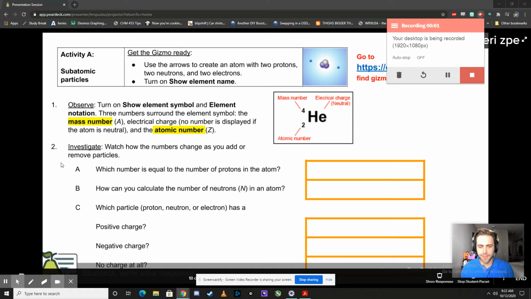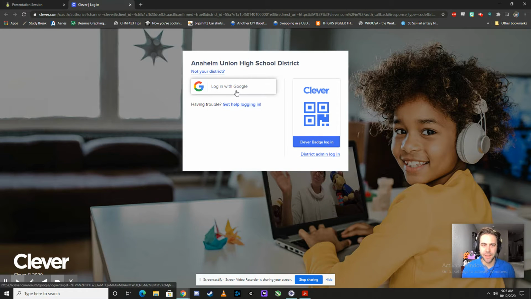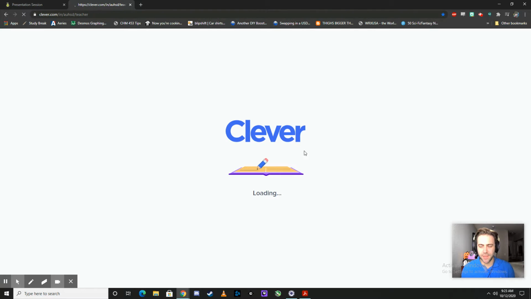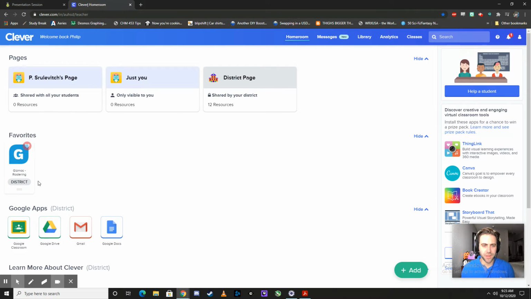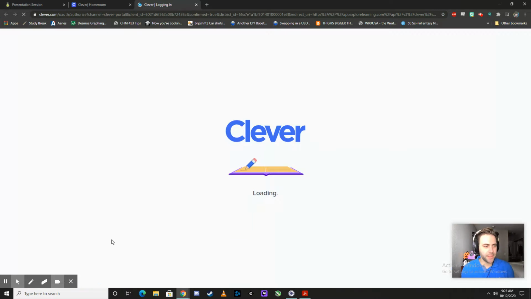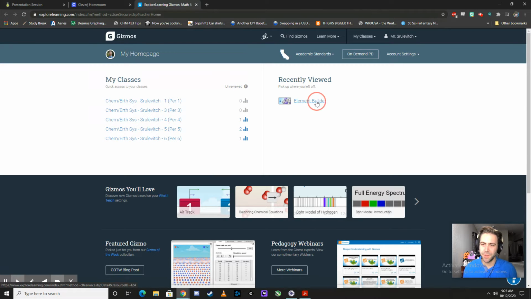In this video, I'm going to be showing you how to do slides 2 through 4 on our Element Builder Pear Deck. Okay, so first thing you want to do is go here to Clever. Clever is how we get into our Gizmos. Click on your AUHSD account. Here's Clever. You see this little green button that says Gizmos Rostering. Click on that.